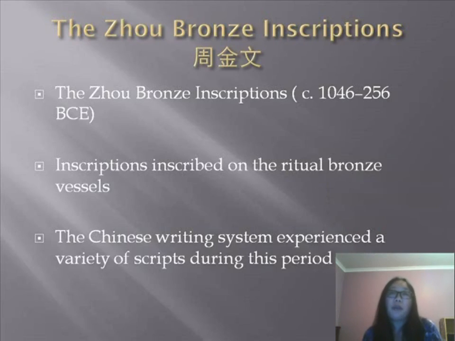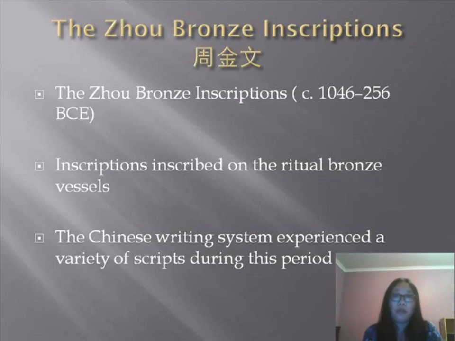The Zhou bronze inscriptions refers to the inscriptions found on the ritual bronze vessels. It covers a rather long period, almost 1,000 years long, roughly from 1046 to 256 BCE. During this period, the Chinese writing system experienced a variety of scripts.